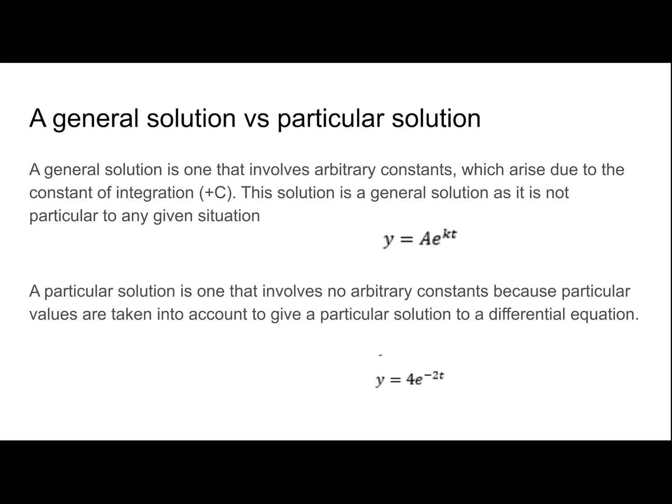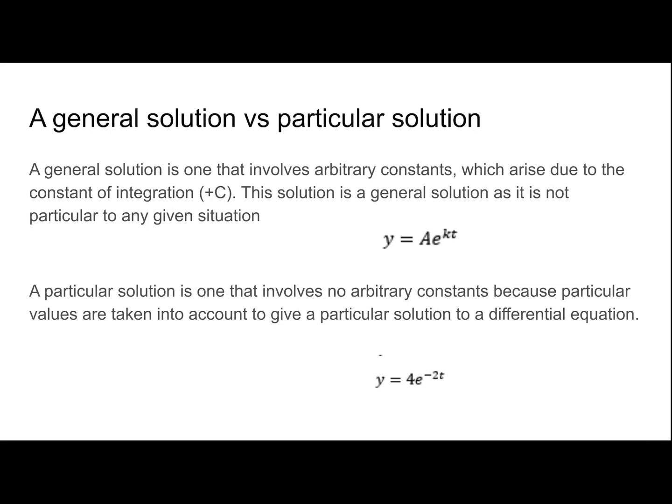So an example of a general solution is y equals A e^(kt). The reason this is a general solution and not a particular solution is because this involves arbitrary constants. As you can see here, A is an arbitrary constant and k is an arbitrary constant. They are just constants. This is a general solution.